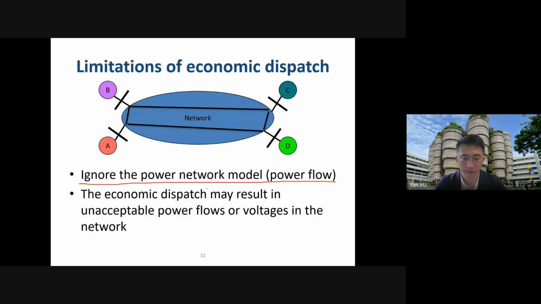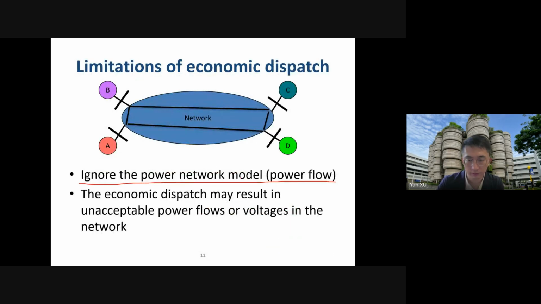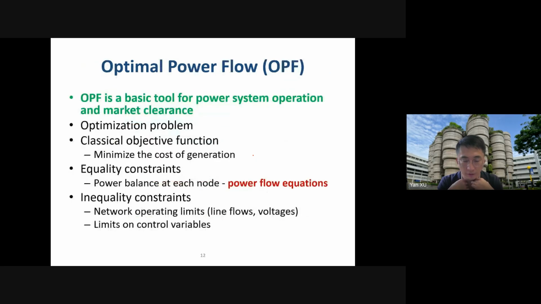Okay, and besides, you can see that since we only consider the real power, right? We don't consider the network. So where is the voltage? The voltages of different buses are not considered either. So the economic dispatch results may result in unacceptable power flows in the branches or unacceptable voltage magnitudes in the buses. In other words, they may not satisfy the operational limits of a practical power grid.